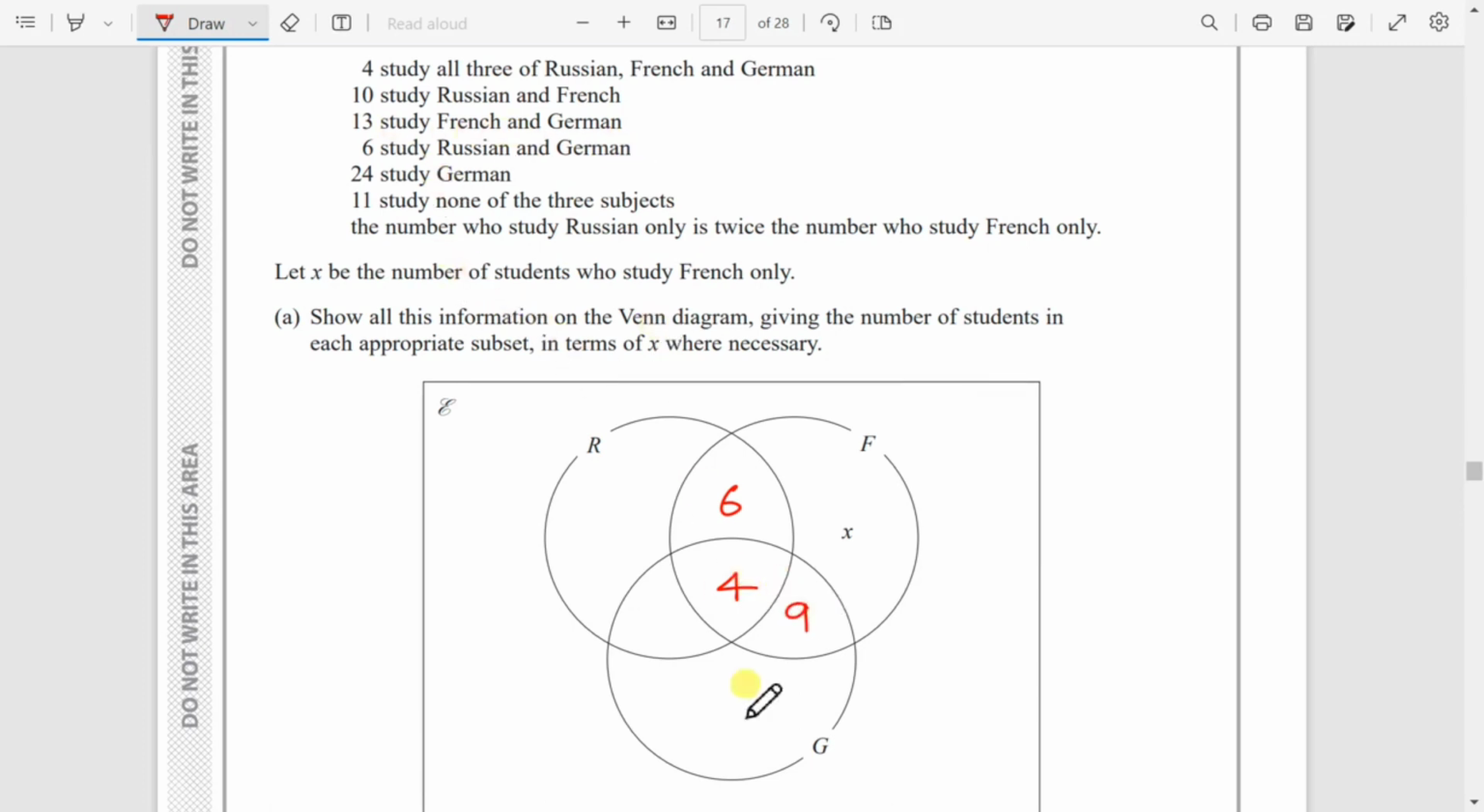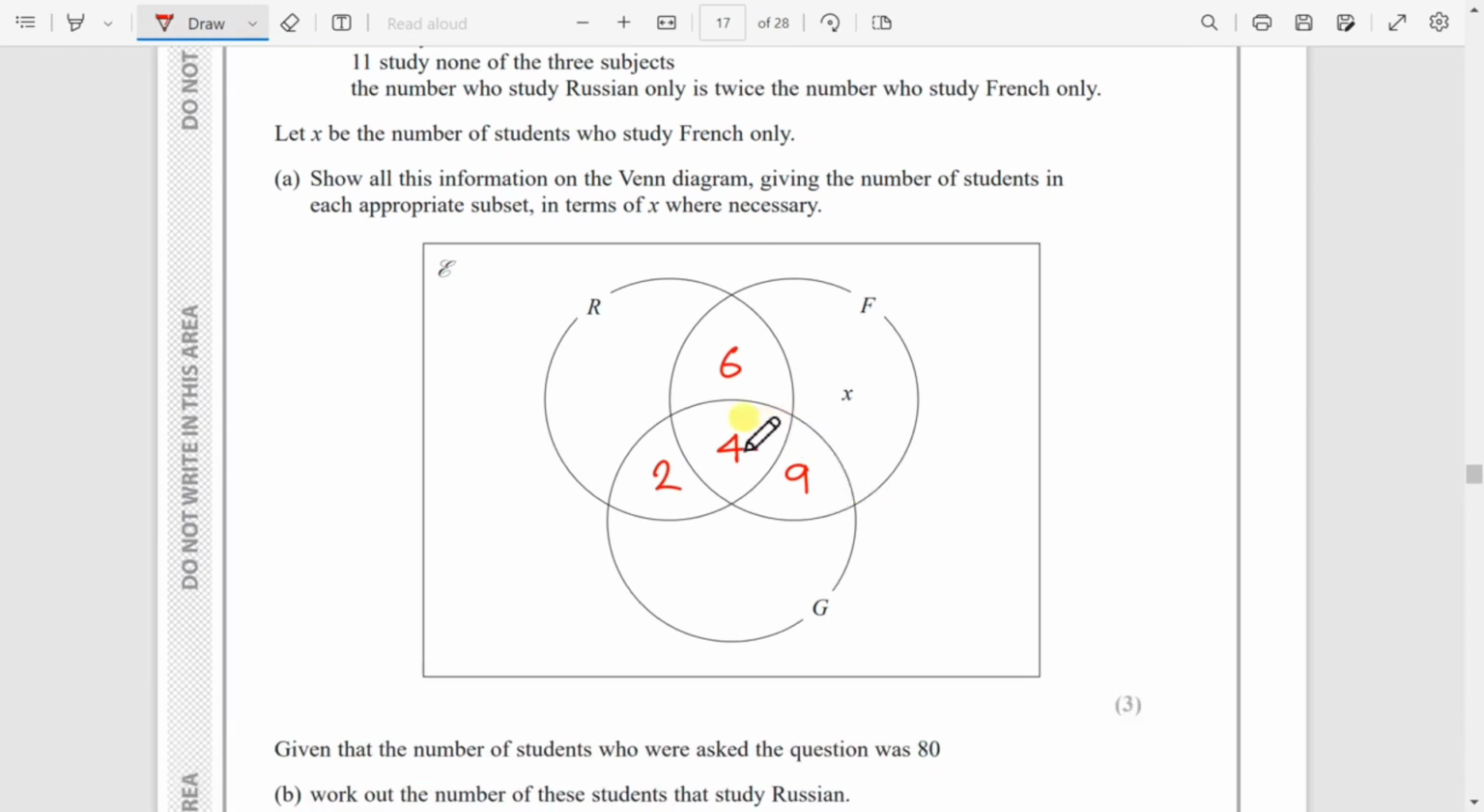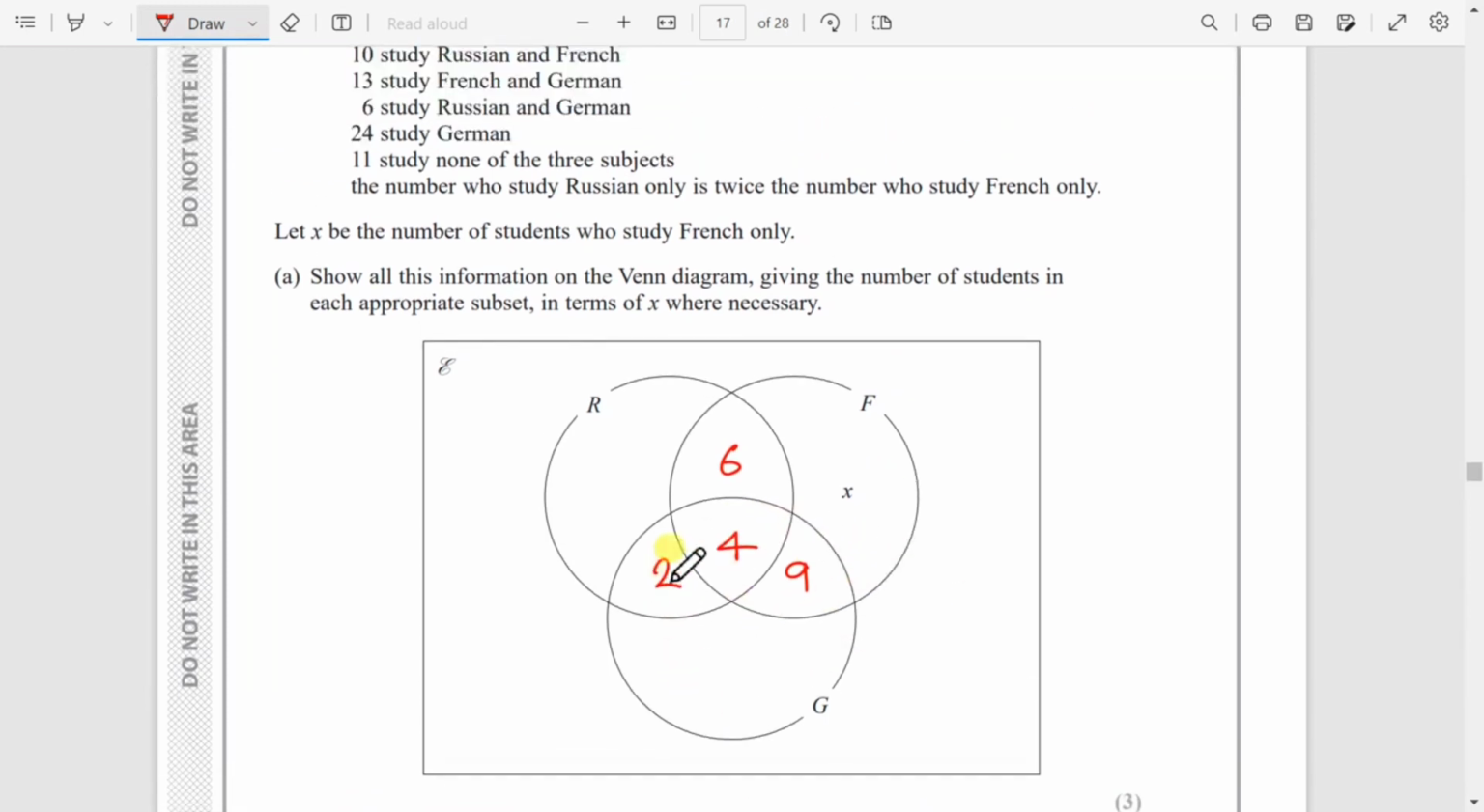6 study Russian and German. So 4 plus something must give you 6. Well, 4 plus 2. Okay, so far so good. 24 study German. Right, so they're talking about the whole circle must make 24. So 2 plus 4 plus 9 plus the unknown. So let's add up: 2, 4, and 9 should give us 15. Then we know we have to make 24. So 24 take away 15 should give us 9. Yep, 9 sounds good.